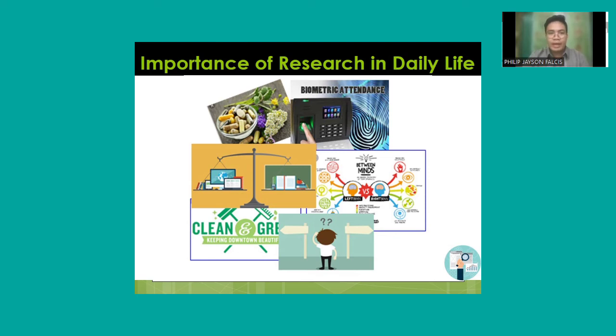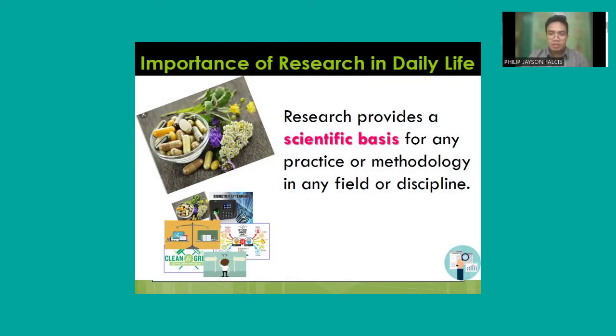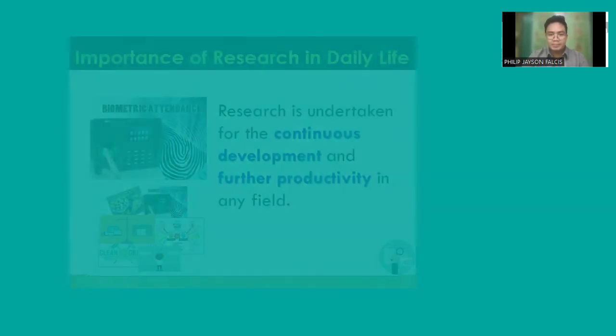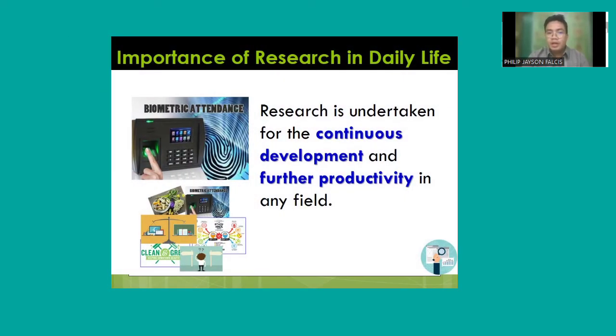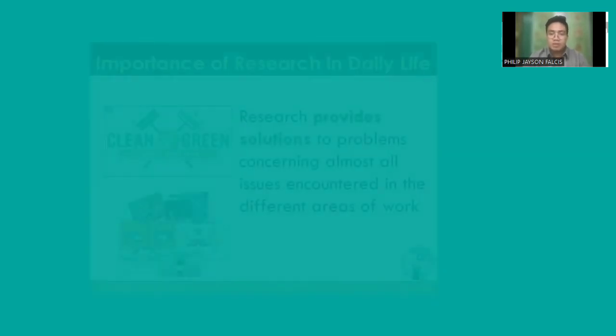So let's see. We have research provides scientific basis for any practice or methodology in a field or discipline. So it provides a scientific basis. Research is also undertaken for the continuous development and further productivity in any field. So it should provide continuous development and productivity at the same time. Then research helps develop tools for assessing effectiveness of any practice or operation. So let's see if this is effective or not. Research leads the way in developing such tools that we have.